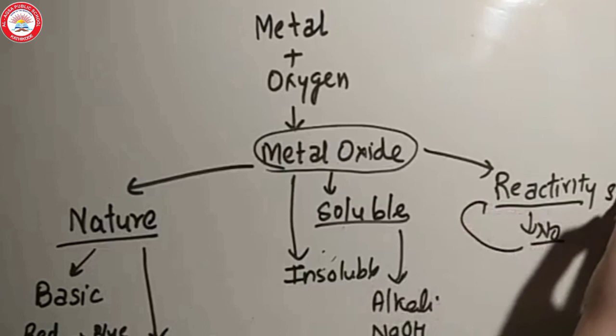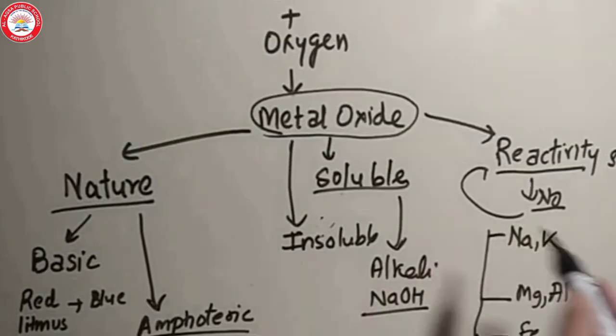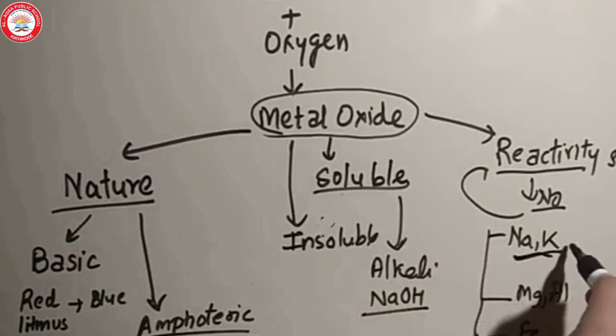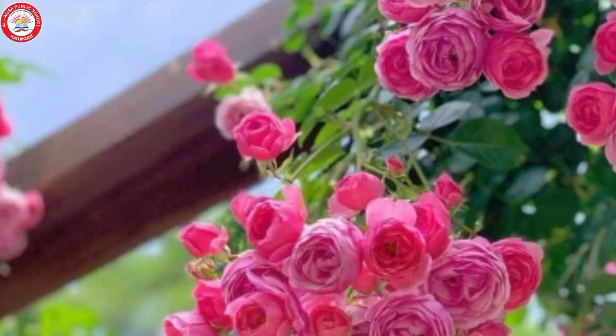Then the next one is reactivity. That means the reaction of metals with oxygen is not the same in all metals. First, sodium and potassium: vigorous reaction. Magnesium, aluminum: a covering will be there. And iron: the iron filings react very fast. And copper forms a black coating. And the last one, silver and gold, do not react with oxygen.